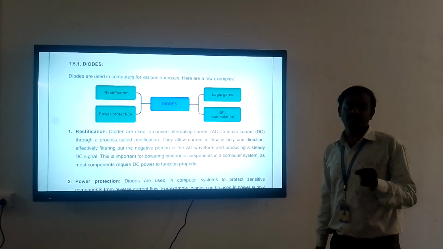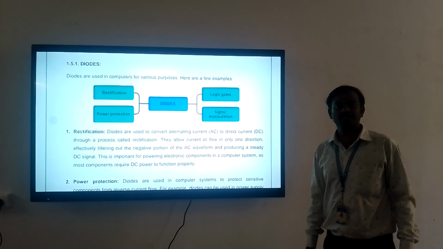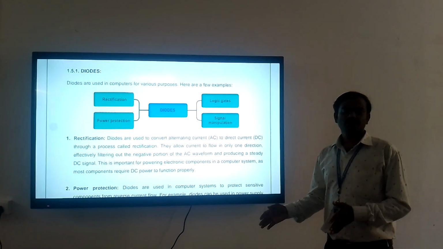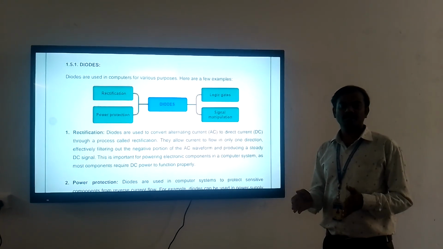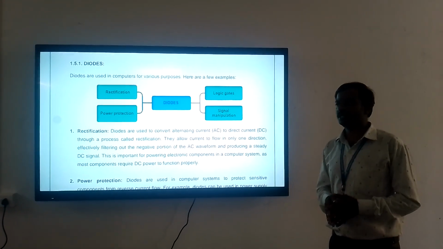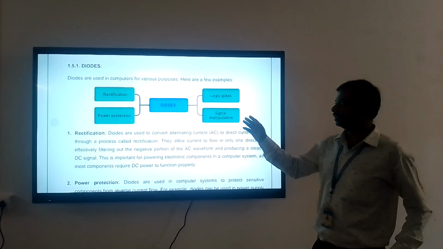First, what is meant by rectification? Rectification is where alternating current is converted into direct current, and vice versa also. This purpose is served in electronic gadgets. That is called rectification.